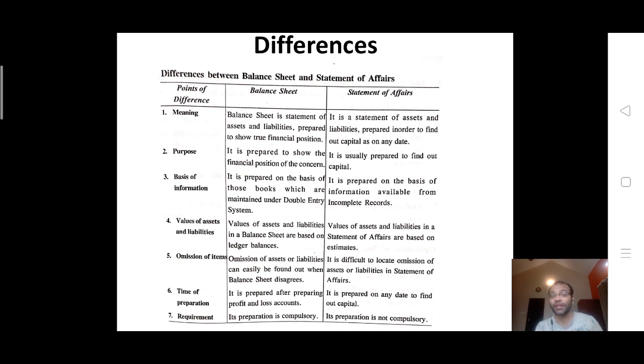So these are the important things we have discussed. In today's session, I hope everything is very clear for you. We have dealt with what the single entry system is, its features, definition, meaning, objectives, merits, demerits, differences between single entry and double entry, and differences between statement of affairs and balance sheet.